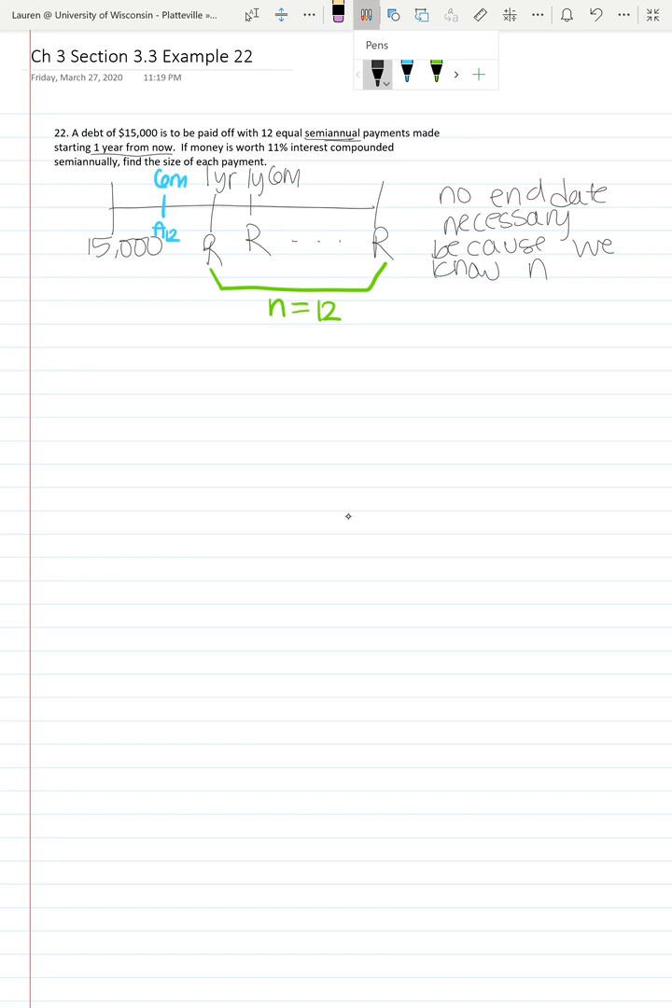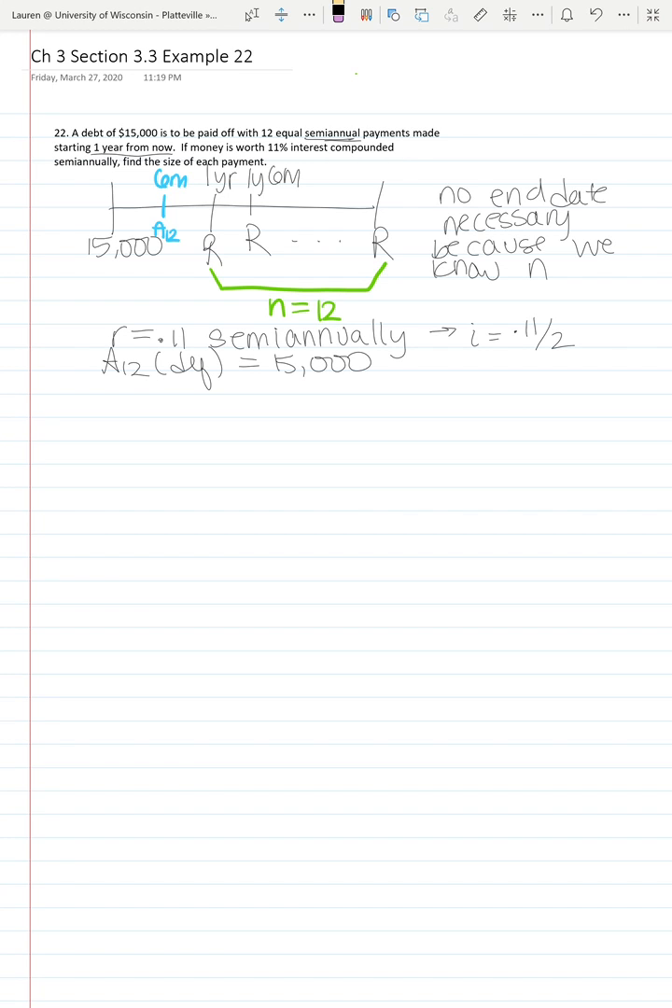So then we know n, we know that our interest rate is 11%, and that's compounded semi-annually. So that tells us that i is going to be 0.11 divided by 2. We know our n. We're trying to figure out R. This is not A12. It's going to be A12 deferred because we're 1 period before. So we know that A12 deferred is equal to 15,000. And we also know that we need P, because when we're using this deferred, we need a P.